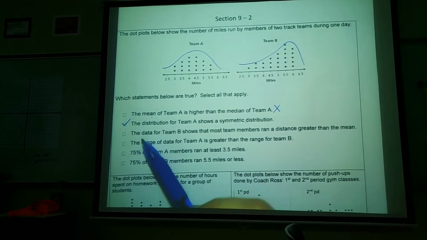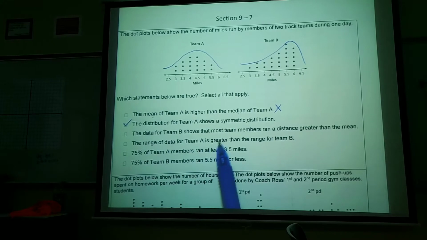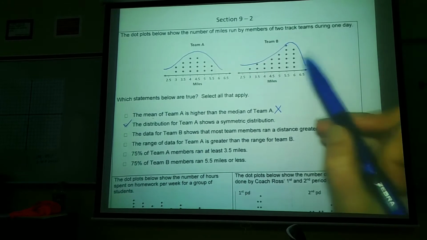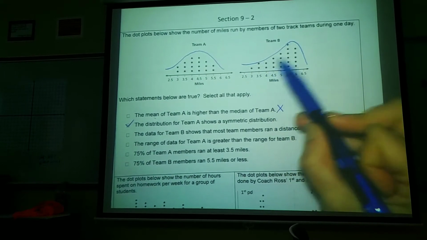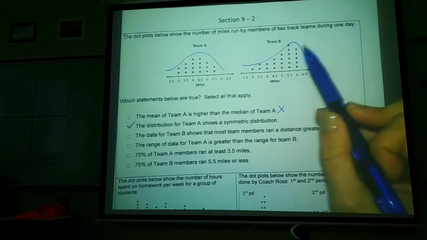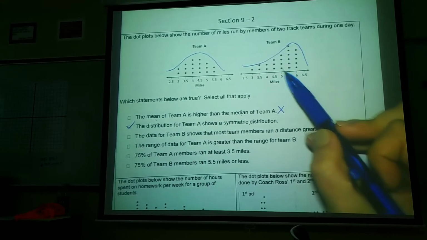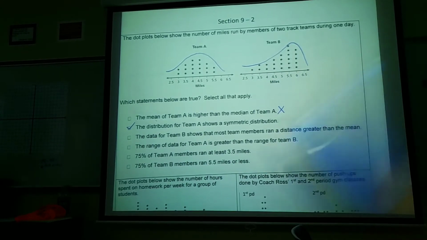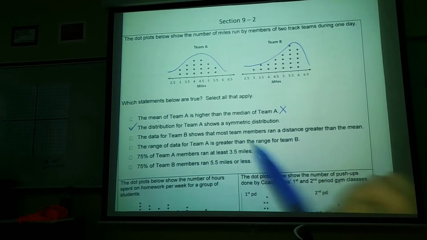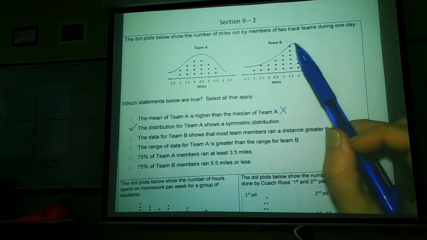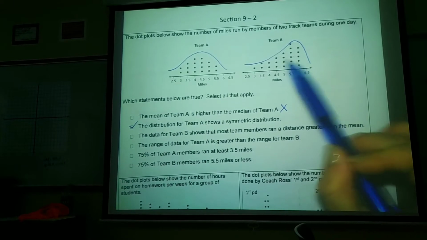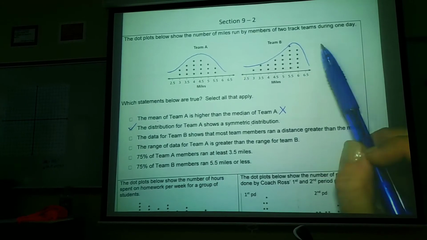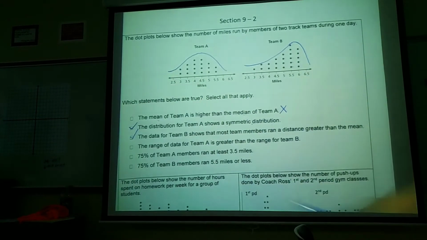If we look at the third one, the data for team B shows that most team members ran a greater distance than the mean. So with the mean being the average and the median being the middle, we see that most of our data points are clumped on this side, right? Most people ran a higher number, a longer distance. And so when our graph is shifted this way, we know that our median is going to be higher than our mean because most of our data points are shifted over here on the right-hand side. So that one's going to be true.